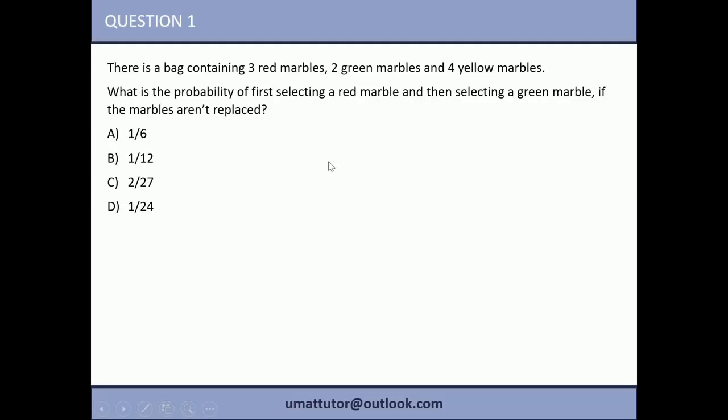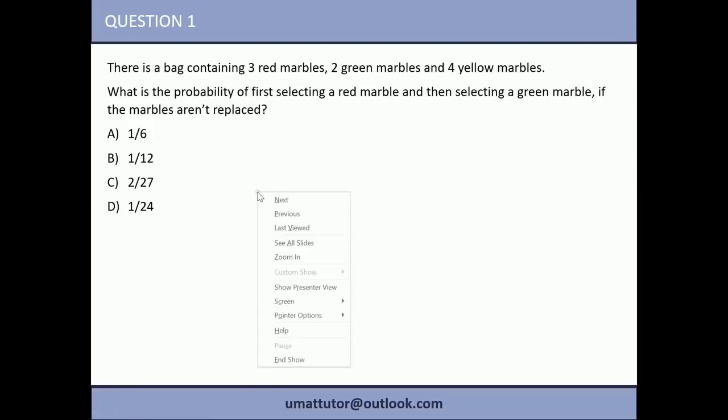Question 1. There is a bag containing 3 red marbles, 2 green and 4 yellow. What is the probability of first selecting a red marble and then selecting a green marble if they haven't been replaced? So this question demonstrates the idea of consecutive probabilities, which is when you have 2 or more events and you're being asked to calculate the probability of all of those events occurring.